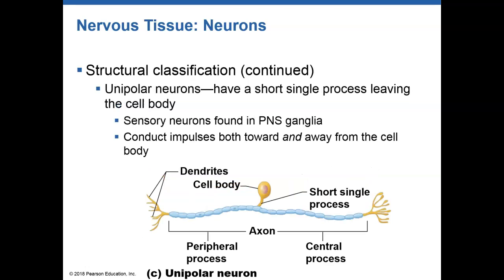And then we have unipolar neurons. These are mainly found in the PNS, and their job in the PNS is to take in sensory information from regions of the skin and other things, and send it to the CNS.